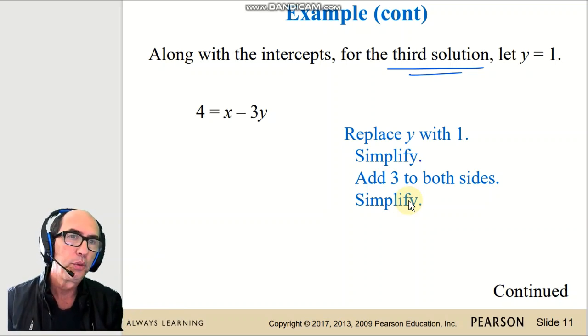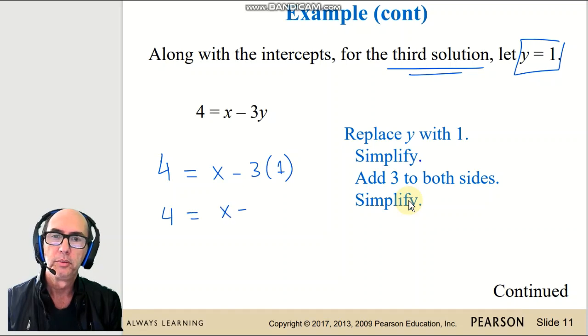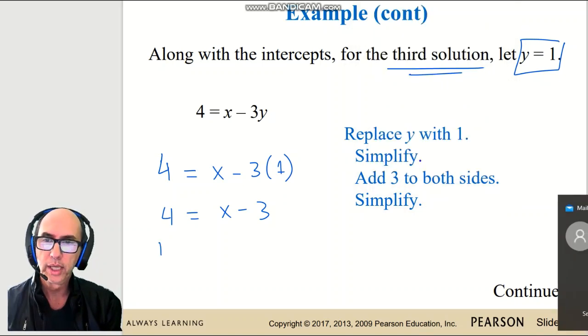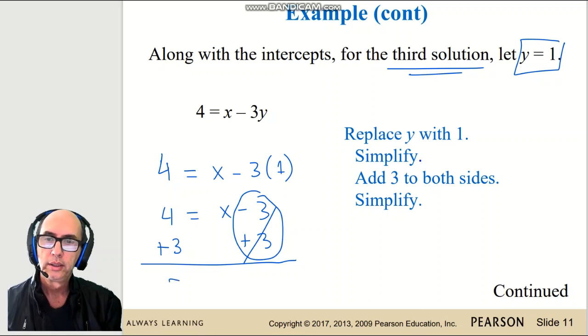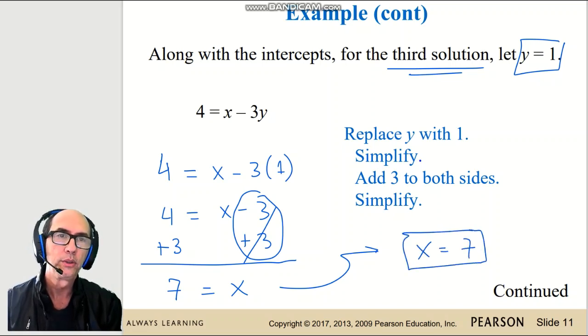Okay, let's plug in y equals 1 as the solution for a third point. 4 equals x minus 3 times 1. 3 times 1 is 3. We will use the addition property of equality, plus 3 on both sides. And this will cancel out, right? 7 equals x. That means x equals 7. If y equals 1, x equals 7.